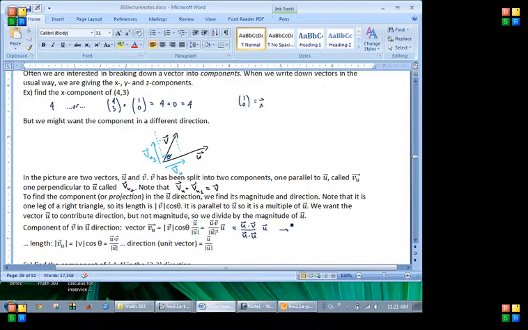So what is u dot v? u dot v is the magnitude of u times the magnitude of v times cos theta, divided by u dot u, which is the magnitude of u times the magnitude of u. And then all this is times the vector u. So what happens? Magnitude of u's cancel. There's your magnitude of v cos theta. And there is your vector u divided by the norm of itself.